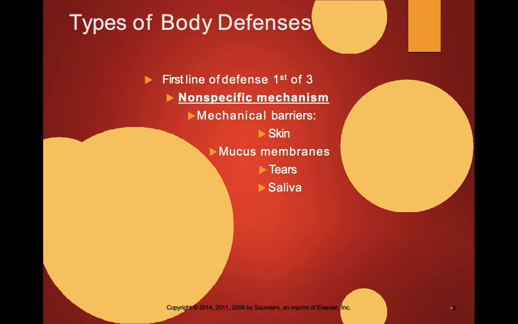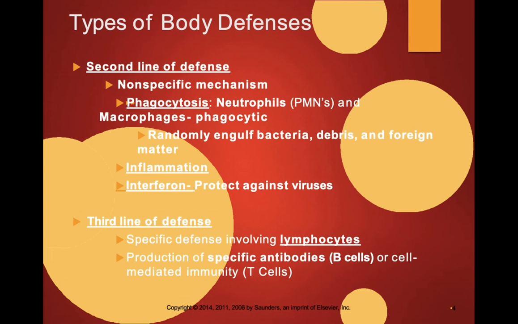So we do have the skin, but then we also have mucous membranes. Think of the eyes, think of the tears that help protect the eyes and clean out any debris. We have saliva. There are many important enzymes that we have in our mouth to keep things from entering deeper into our body. So the key with this first line of defense, it's really non-specific. It just targets anything that shouldn't be there.